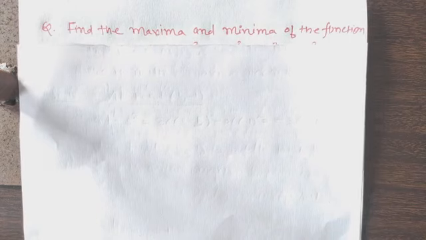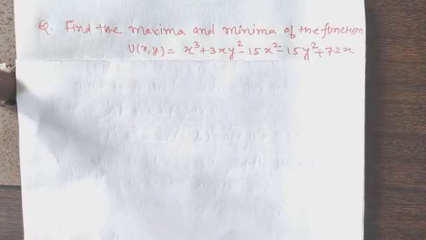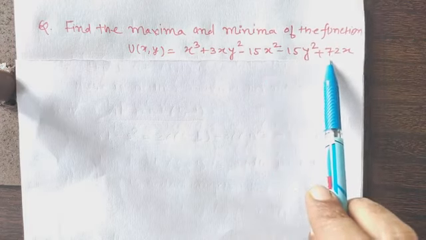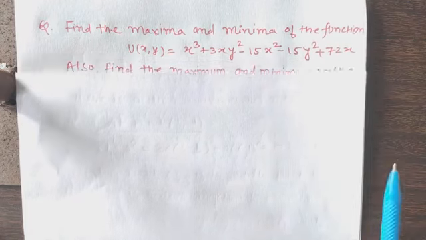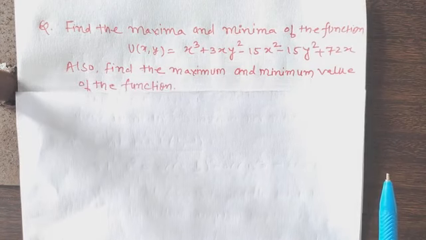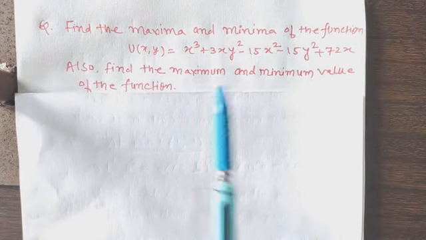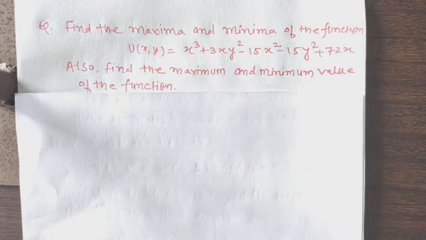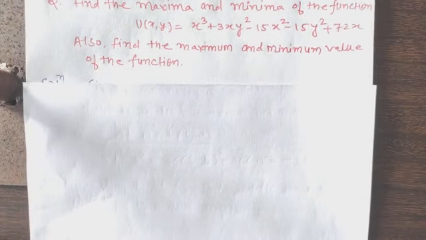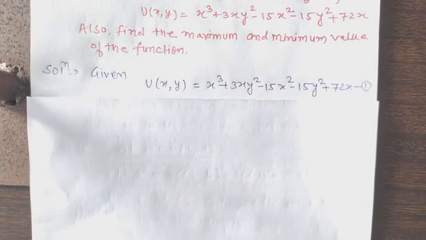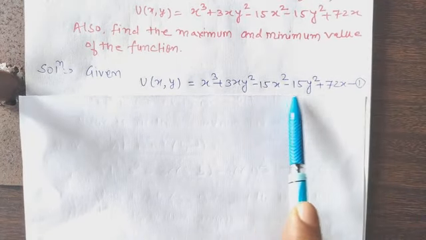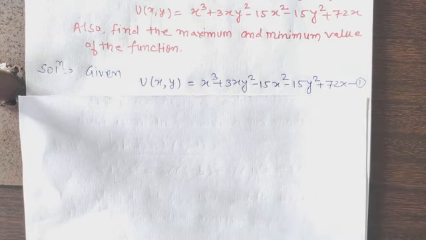The example is, find the maxima and minima of the function u equal to x cube plus 3xy square minus 15x square minus 15y square plus 72x, and also find the maximum and minimum value of the function. So here we have to find maxima and minima of the two variable function u. The solution: given u is x cube plus 3xy square minus 15x square minus 15y square plus 72x.